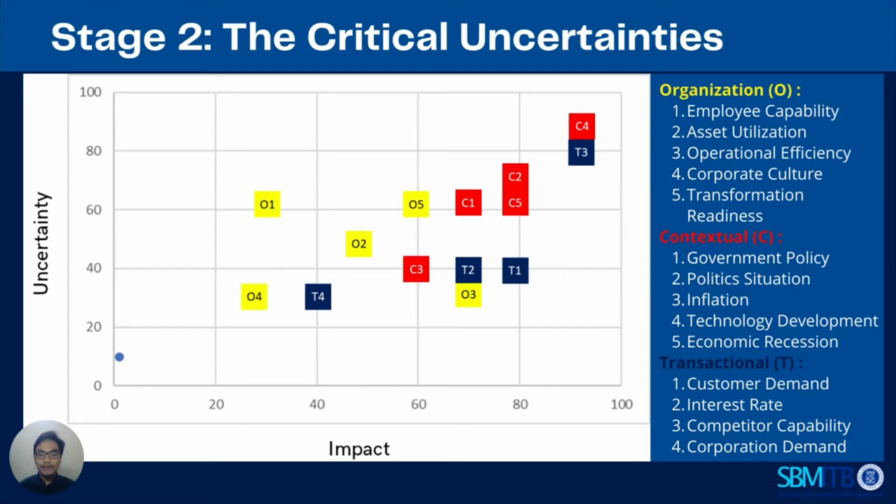There are two driving forces that have a high impact and uncertainty, which are technology development and competitor capability. Technology development has a score of 90 both on impact and uncertainty. And for competitor capability, it has a score of 90 on impact and 80 on uncertainty level.